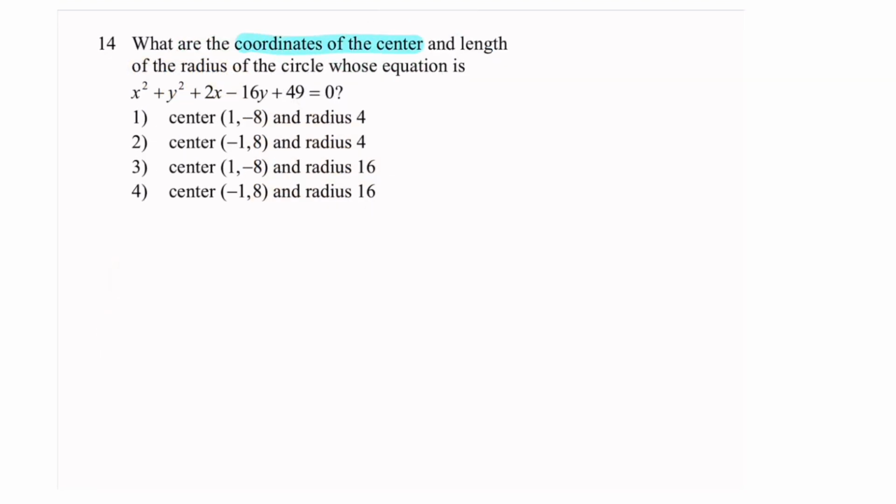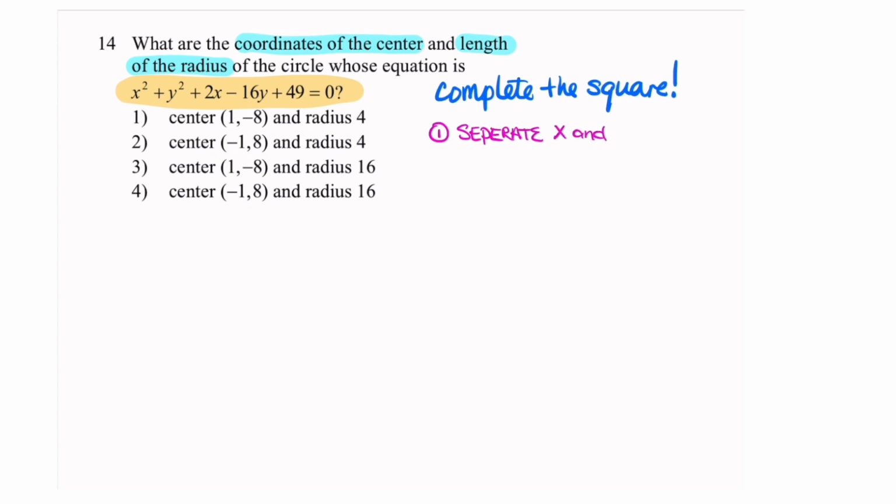Number 14 is a tricky one. The coordinates of the center and the length of the radius of a circle given in an equation in this form must be treated with something called completing the square. So this process starts by looking at all the variables in this. There's x's and y's, and separating out the x's together and the y's together, grouping them together.